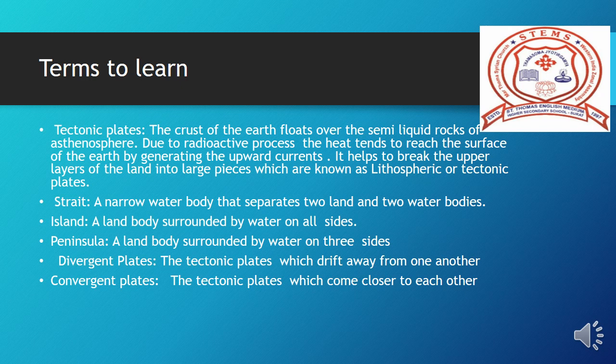Island, a land body surrounded by water on all sides. Peninsula, a land body surrounded by water on three sides. Divergent plates, the tectonic plates which drifted away from one another. Convergent plates, the tectonic plates which come closer to each other.